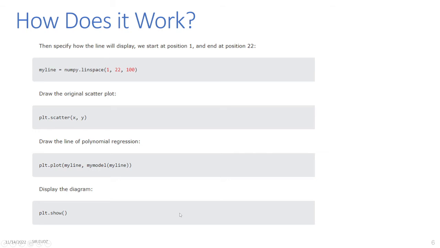Then specify how the line will display. We start in position 1 and end at position 22, and then we use 100 points divided into this line. Then we draw the original scatter plot. This will draw the scatter plot, and then draw the polynomial regression. So we have the x, my line, and my model, my line will be the y value. And then display the diagram, the two diagrams here. So plt.show.